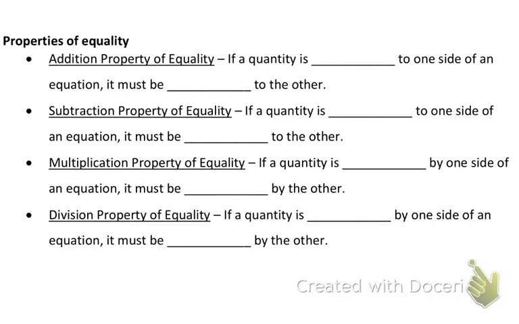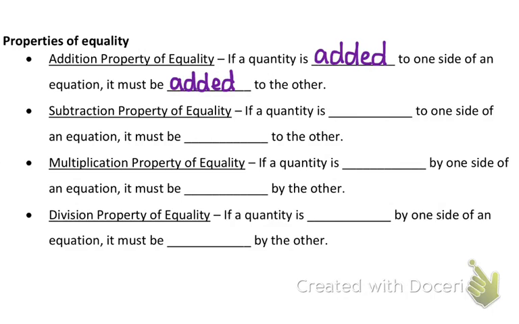So in addition to our algebraic properties, we're going to be using the properties of equality to verify why we add things to both sides or subtract, multiply, and divide to opposite sides of the equation. So the addition property of equality states that if a quantity is added to one side of the equation, it must be added to the other.